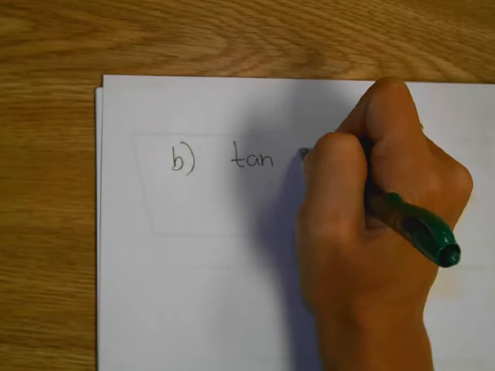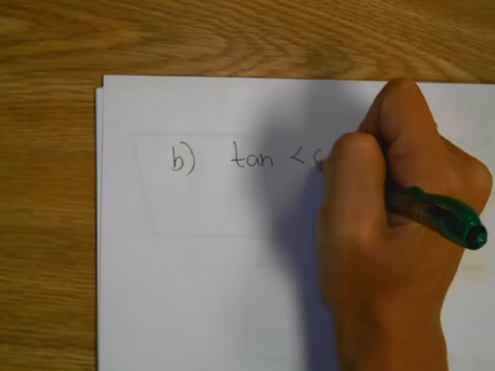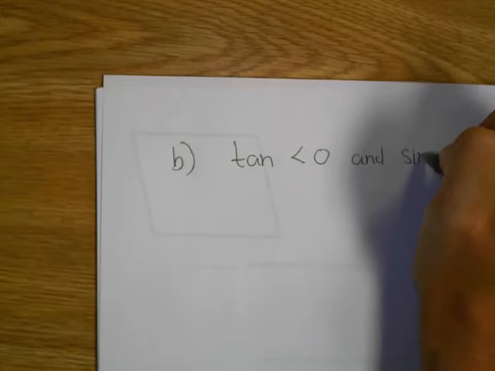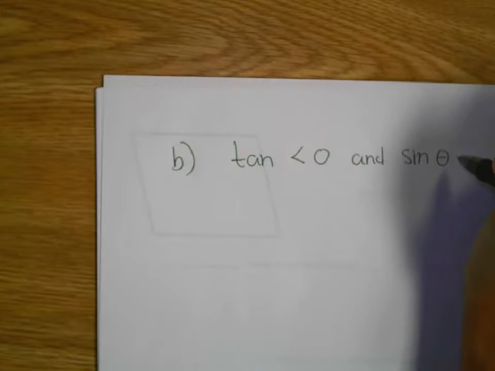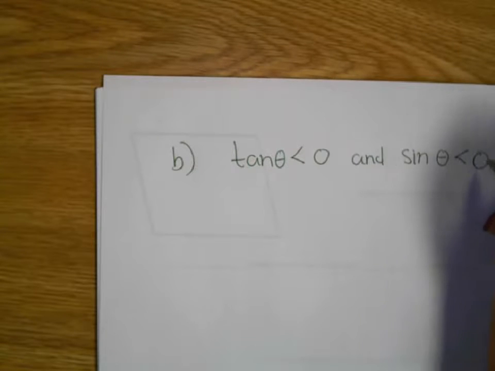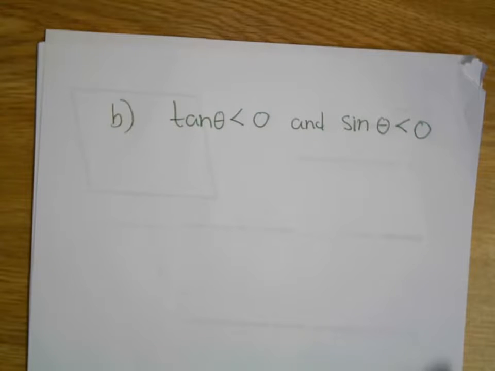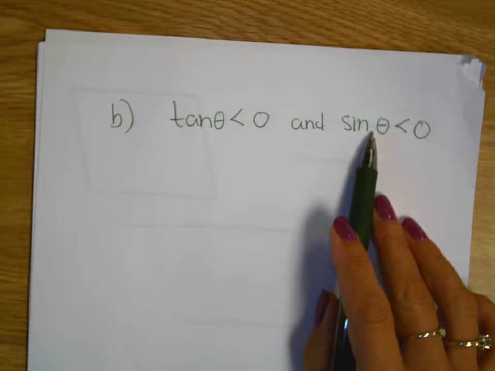Tangent less than 0 and sine of the same angle, I've got to have an angle less than 0. Tangent's the tougher one because you've got to look at the whole ordered pair. So let's start with sine and limit the two quadrants we're going to look at.